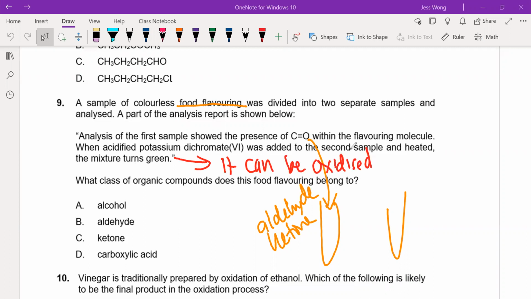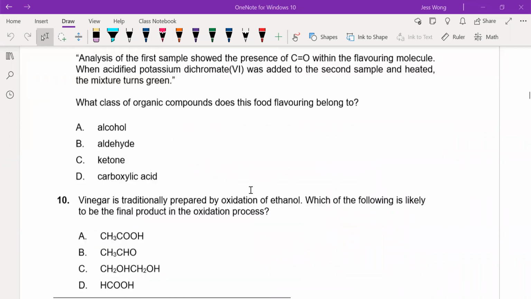The sample can be oxidized. So therefore, our answer will be an aldehyde because a ketone will resist further oxidation, whereas an aldehyde can still be further oxidized to a carboxylic acid. All right, so that's for this question. Next one, question 10.